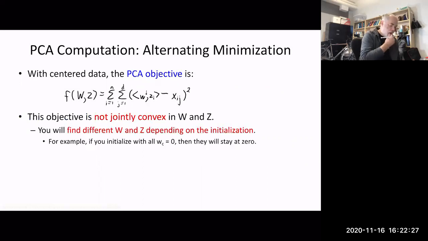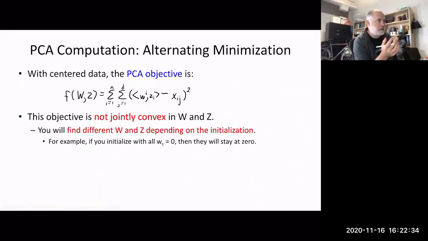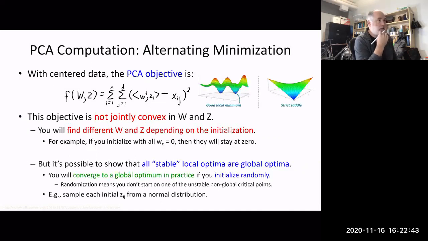So that objective is not jointly convex in W and Z. You'll find different optima depending on the initialization. For instance, if you set all the parts to 0, then they'll stay at 0. But in the paper that I linked, you can show that all stable local optima are global optima, and it'll converge to global optima in practice if you randomly initialize. Random initialization means you don't start on the unstable non-global critical points. It's very highly technical, but basically, if you sample the initial Zs from a normal distribution, you'll probably be okay. And you can do this alternating minimization, which looks like the k-means algorithm and uses the gradients.